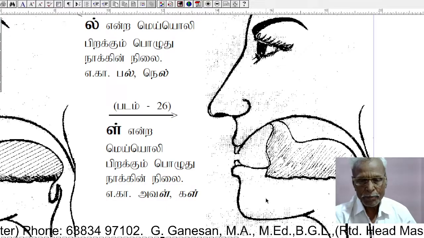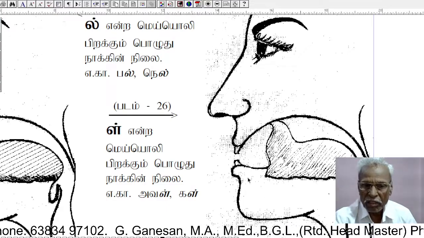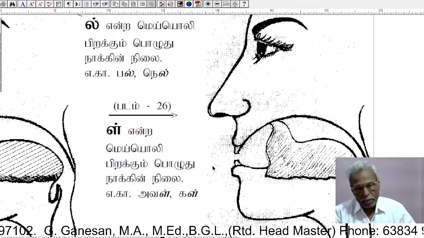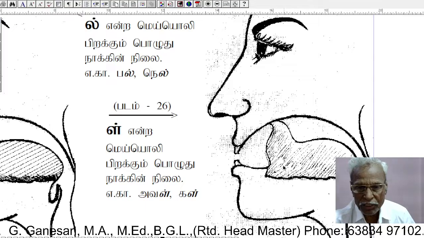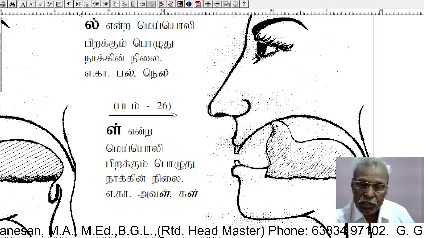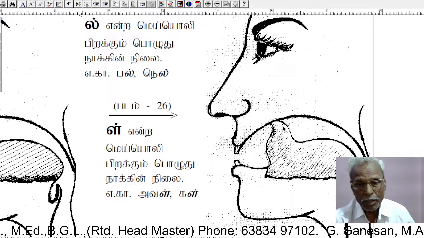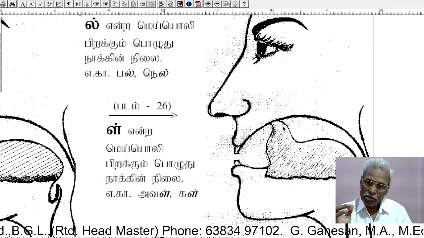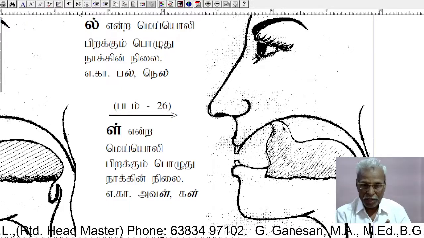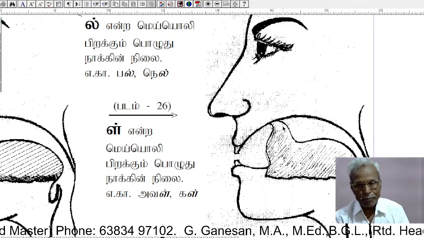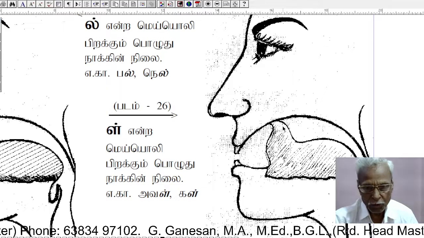Again, this phoneme is produced by raising the tip of the tongue towards the center of the roof and slightly pressing it and sending out the air through the sides of the tongue and the mouth.